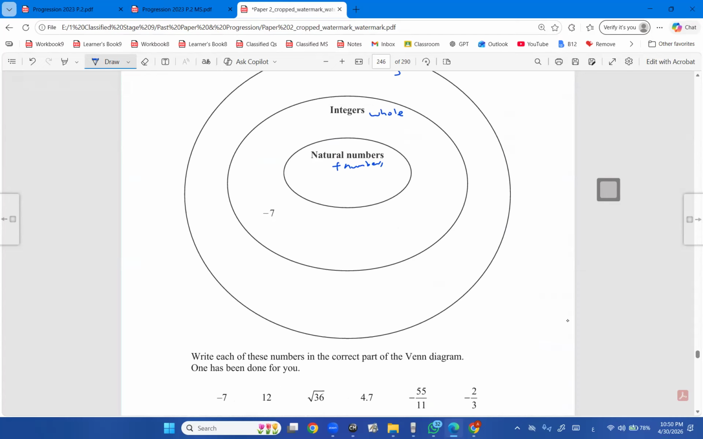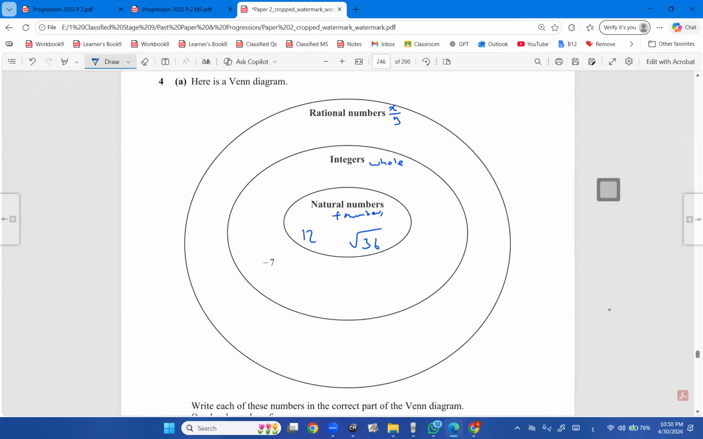You've got -7. Let's start first with the natural numbers. So start with the smallest circle you have in your Venn diagram. So here, the small circle of the natural numbers, you're going to find that 12 is a natural number. Oh, square root of 36 is also a natural number. So these two are positive whole numbers. So they are natural numbers, which also happens to be where they are also integers and rational numbers. That's why I told you to start with the smallest circle.